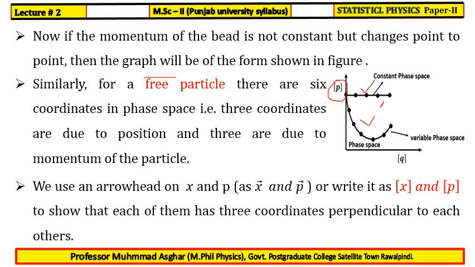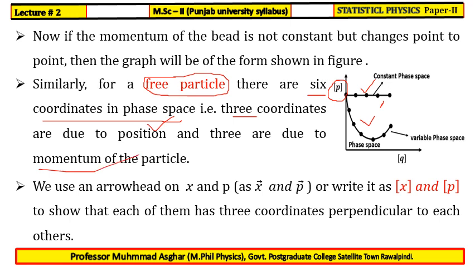Similarly, if we consider a free particle, whereas the bead was confined to move along a straight line, a free particle will have 6 degrees of freedom, 6 coordinates in phase space, 3 coordinates as position and 3 coordinates as momentum of the particle. So a total of 6 degrees of freedom.